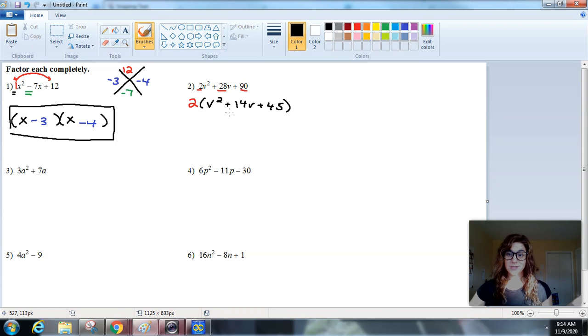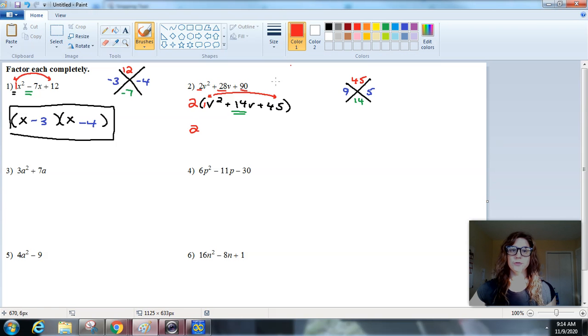Then I'm going to do the same thing I just did in the first question, but just on the inside grouping. That 2 is just going to drop every time I factor. So again, I'm going to go back to the diamond method. I'm going to multiply first, which is still a 1, times 45 gets me 45. Middle term is 14. So factors of 45 that would add to 14 are going to be 9 and 5. 9 times 5 is 45. 9 plus 5 is 14.